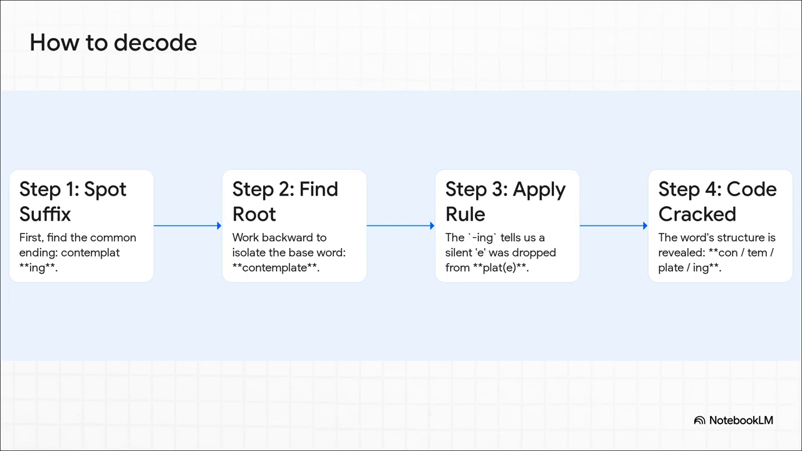But we've got this. First, spot the obvious ending, ing. Okay, that means the root word is contemplate. Now we apply our suffix rule. We added ing, which starts with a vowel, so an E was probably dropped. And you look it up? Yep, the base word is contemplate. And just like that, the whole word clicks into place. Con-tem-plate-ing. The code is cracked.